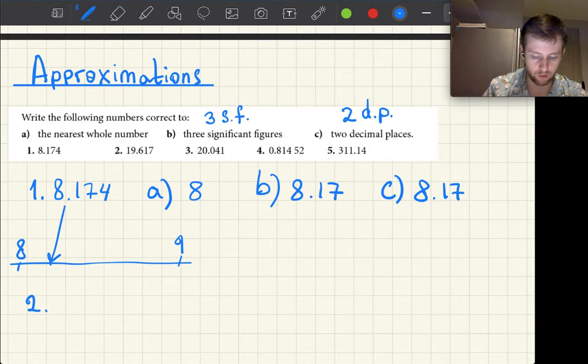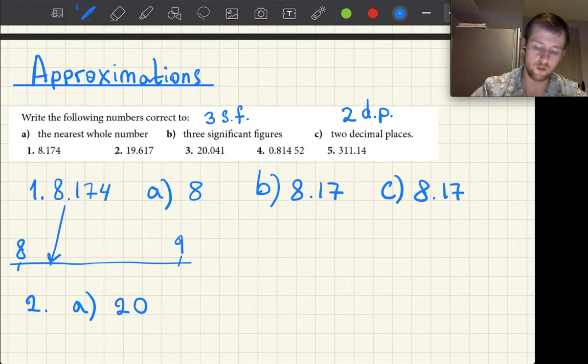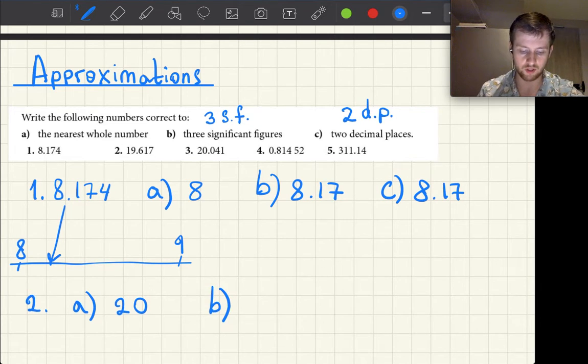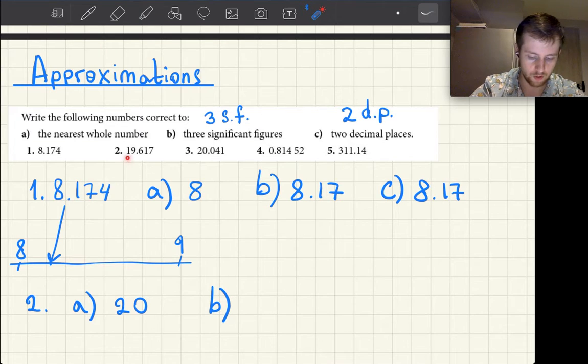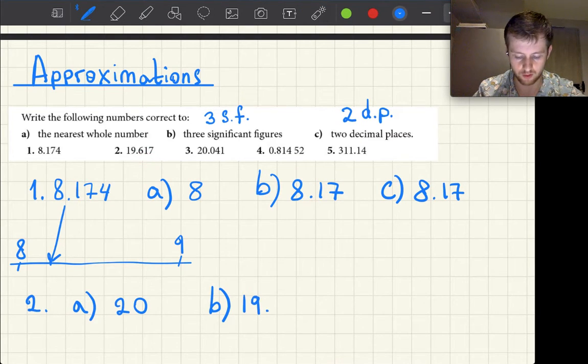Okay, next one. Here we have 19.617. The nearest whole number is going to be 20. It's between 19 and 20, 19.6, and it's closer to 20. You can just look at the 6 and see it's closer to 20. For two significant figures, that's the first, that's the second, and that's the third. This is where we cut it, and we look at the digit next to 6. It's 1, so it stays, it doesn't go up, so it's 19.6.